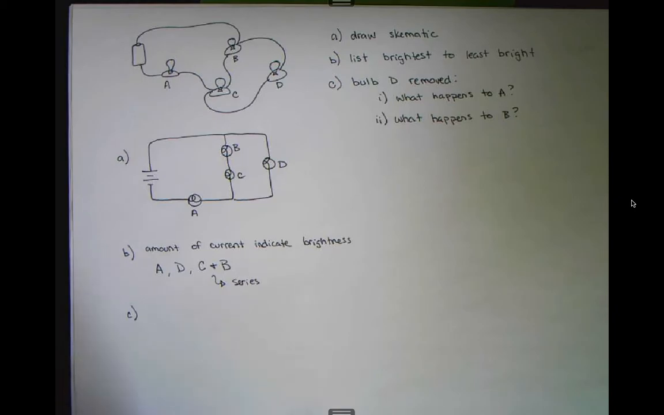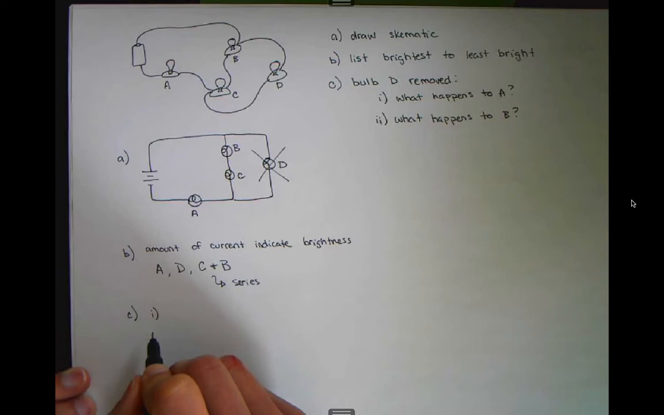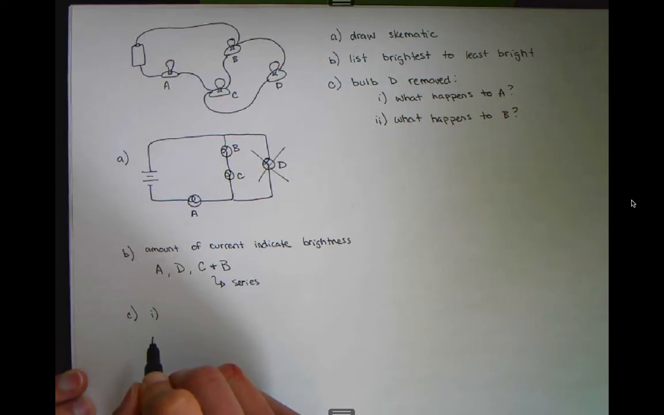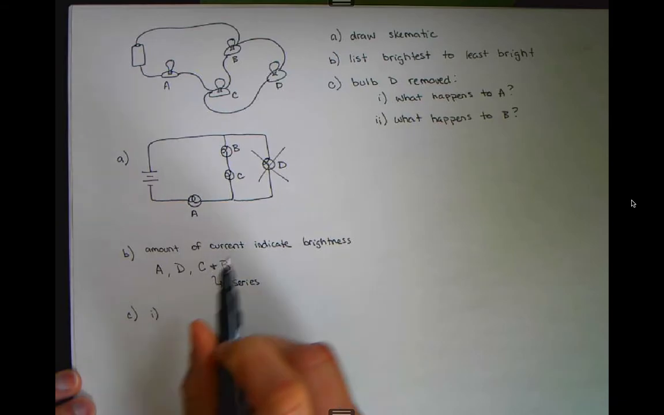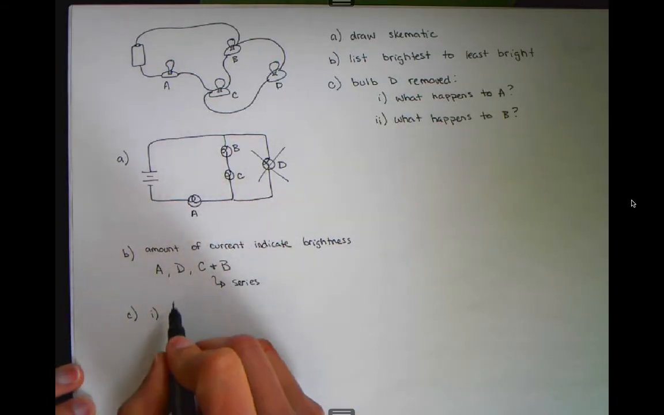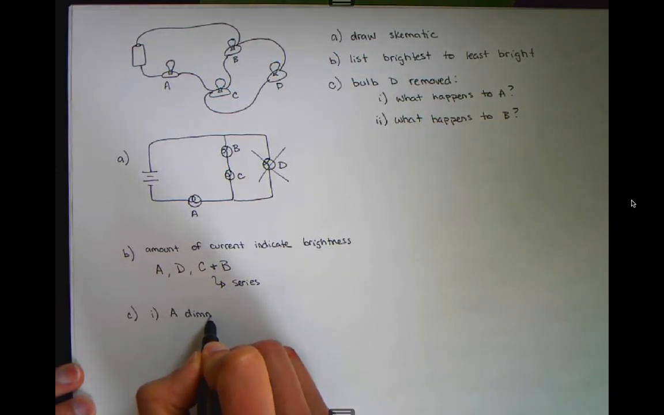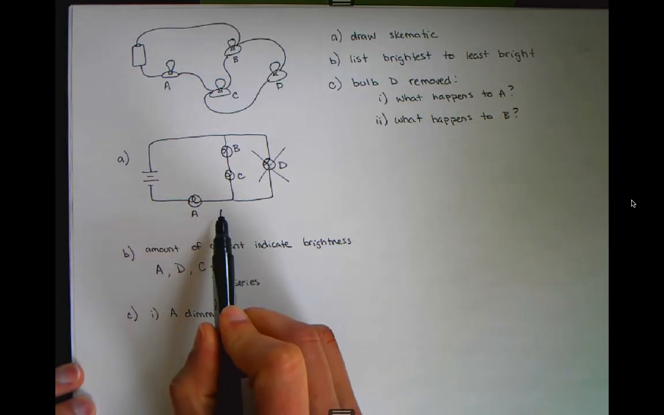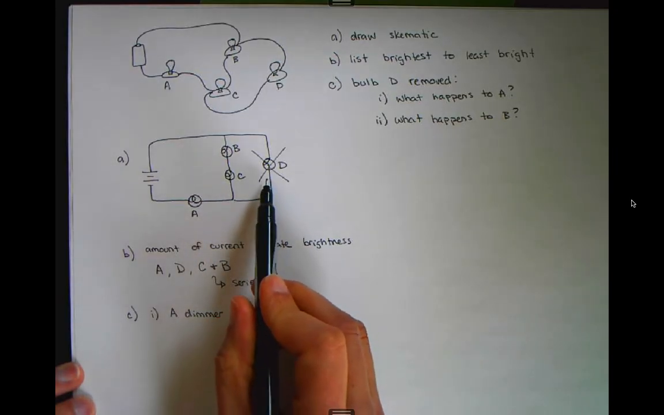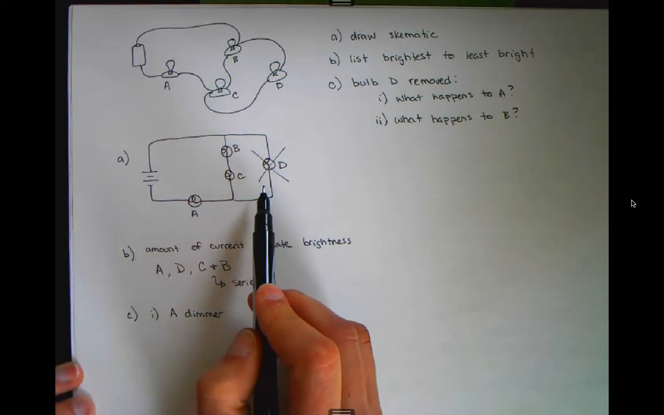And then part C, if we get rid of light bulb D, so if we just remove this, we need to determine what happens to light bulb A. We want to talk about what happens to the brightness of light bulb A. So if I get rid of D, this now becomes a series circuit. So the brightness of A will actually go down. A will get dimmer because this is turned into a series circuit. And without the branch out here, this parallel branch, the resistance is going to actually increase.